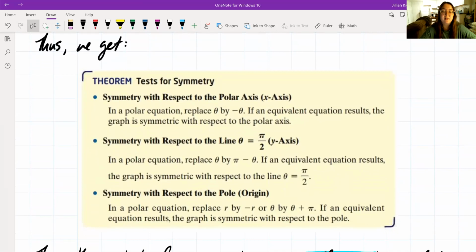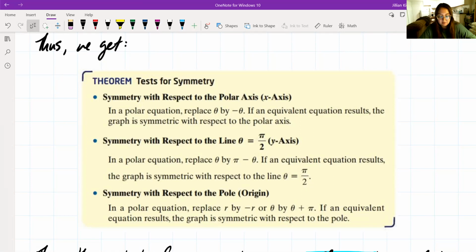So thus we can get our three tests for symmetry. One, you want to test for symmetry with respect to the polar axis. For a polar equation, you can replace theta by negative theta. If an equivalent equation results, the graph is symmetric with respect to the polar axis. So if you plug negative theta into cosine of theta, or cosine of any value, it will give you back cosine of theta. So cosine, for example, would be something that is symmetric about the polar axis.